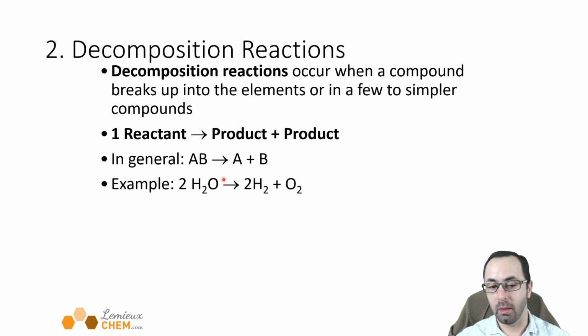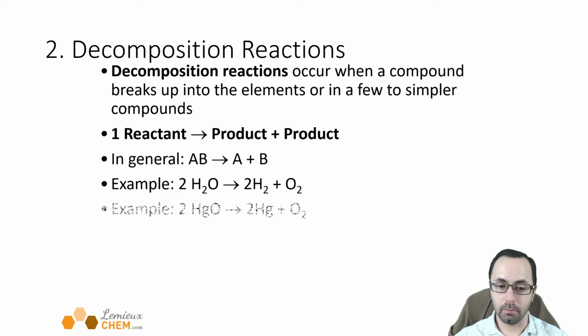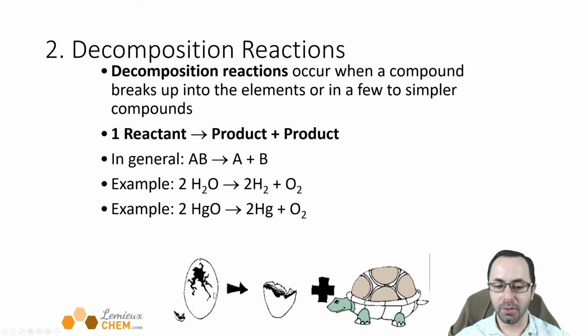So an example here would be the opposite of the reaction we saw earlier, water breaking up into hydrogen gas and oxygen gas. As you can see, a decomposition reaction is basically the opposite of a combination reaction. Another example, which is pretty dramatic and pretty cool, is mercury 2 oxide. When heated, it decomposes into mercury, which is a liquid metal, and oxygen. So here's a cartoon. You have the turtle that's in the egg, and then it decomposes into an egg and a separate baby turtle here.